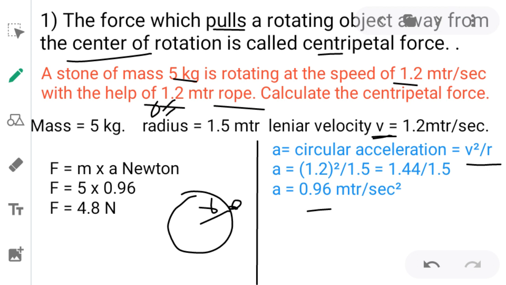So taking the value of that acceleration into the formula, F equals m into a Newton. M is the mass of the object, given as 5 kg, and a is the angular acceleration in this case because it is a rotating type of problem. So a equals 0.96 meter per second square. Multiplying 5 into 0.96, you will get 4.8 Newton. So this is the centripetal force which is pulling the object away from the center.